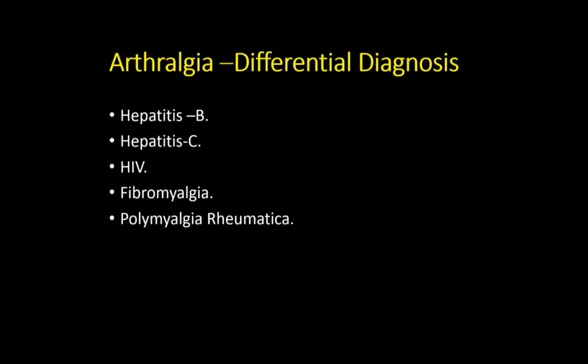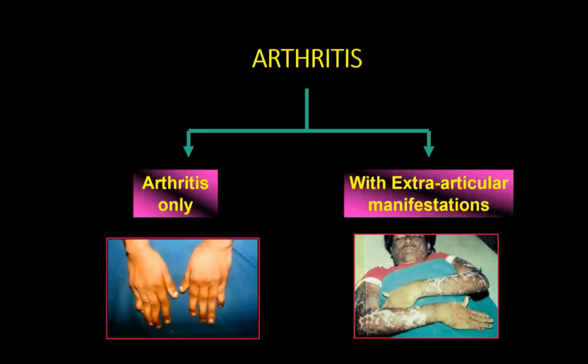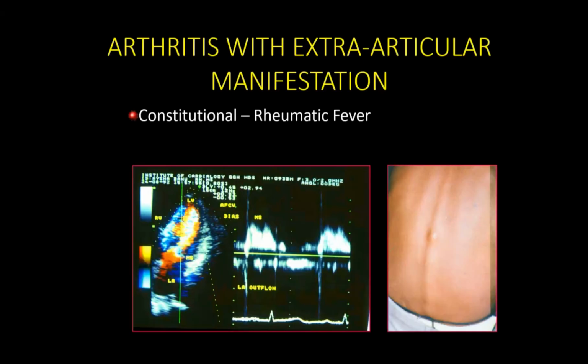So you examine the patient. With the history and clinical examination, you come to a diagnosis, it is only arthralgia. But if there is swelling in the joint, then you may call it arthritis. So this arthritis can be arthritis only or with extra articular manifestations. Now we'll get into our clinical journey. The next 30 to 40 slides will be only clinical pictures, no theory at all.